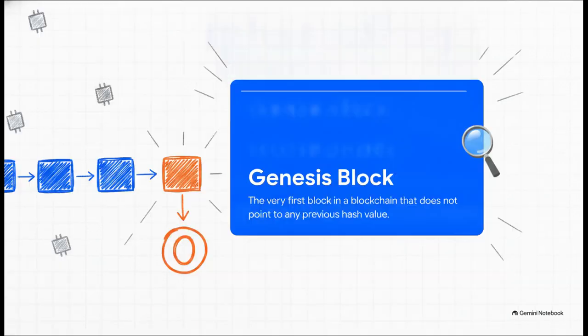Now you might be wondering, if every single block contains the hash of the previous block, what happens with the very first block ever created, right? Well, that brings us to the Genesis block. The Genesis block is the absolute starting point of the entire ledger. It's completely unique because its previous hash value is simply 0. There's obviously no preceding block to point to, so it essentially acts as the anchor for the entire system.